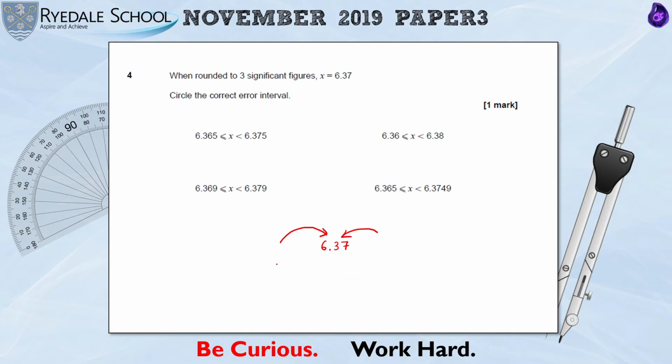And the limiting factors would be, if the number was 6.365, to 3 significant figures, it's equivalent to 2 decimal places for this number, that would make it round up to 6.37. And anything that is below 6.375 would round down. Obviously 6.375 exactly would round up, which is why one of these inequalities is the less than value. So the one that we want is the first choice. 6.365 less than or equal to x less than 6.375.